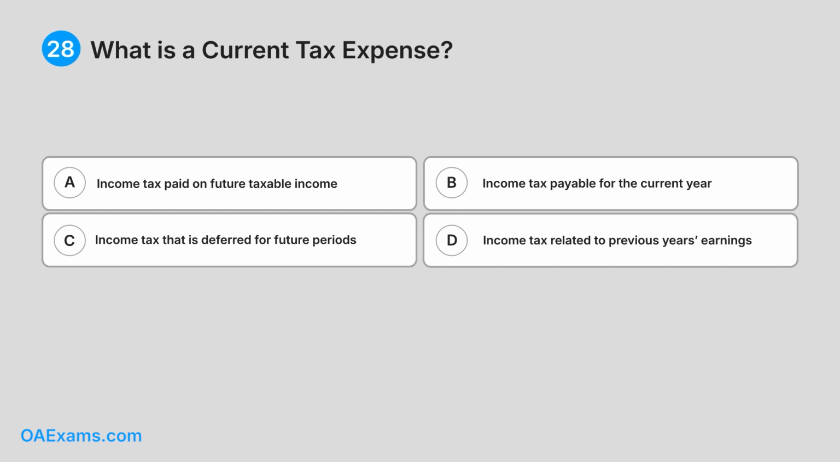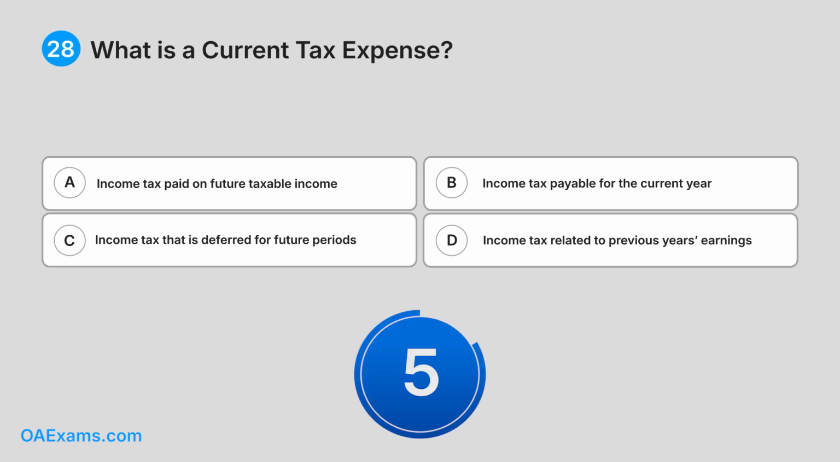28. What is a current tax expense? A. Income tax paid on future taxable income. B. Income tax payable for the current year. C. Income tax that is deferred for future periods. D. Income tax related to previous year's earnings. What do you think is the answer?